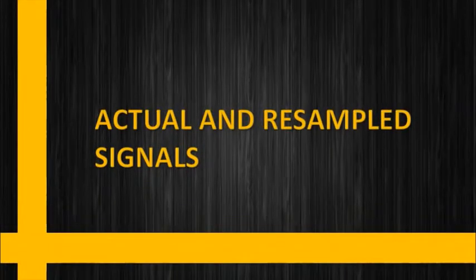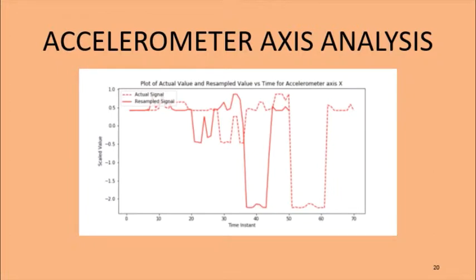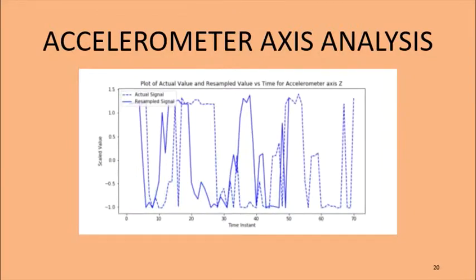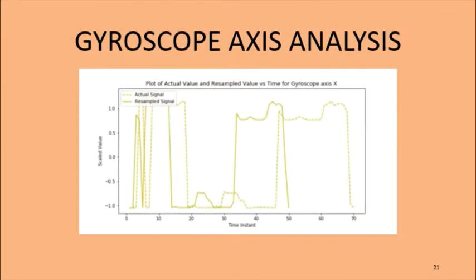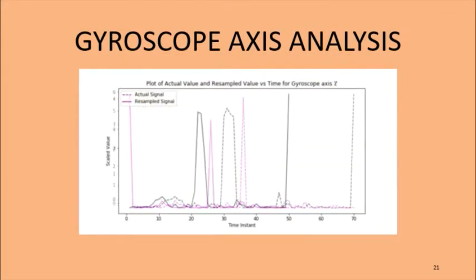Actual and resampled signals. Now we see the analysis for one IMU sensor for one gesture. This graph shows the accelerometer axis X analysis. This is for axis Y, and this is for axis Z. Similarly, for gyroscope axis X, axis Y, and axis Z.